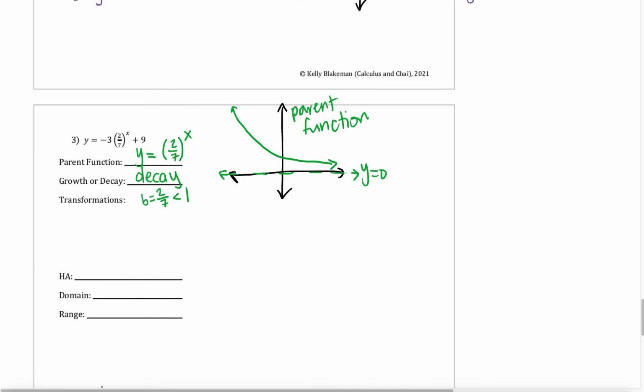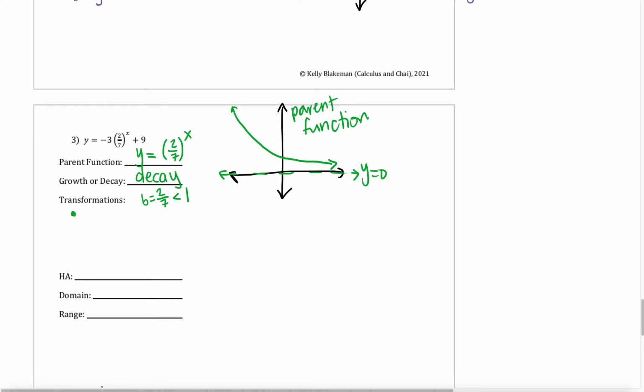So in this case, we're going to have 3 transformations, and let's go through each type. The first type we could have is our horizontal shifts. That would happen if I'm adding or subtracting anything to the exponent, which I don't have in this example, so I don't have any horizontal shifts.